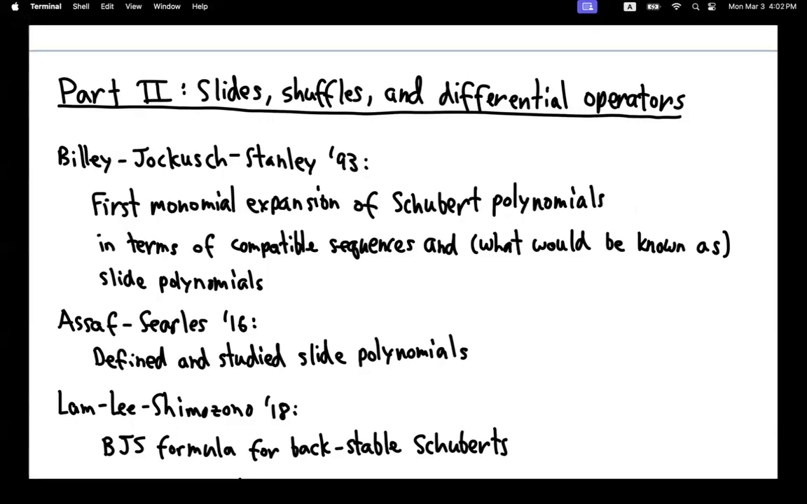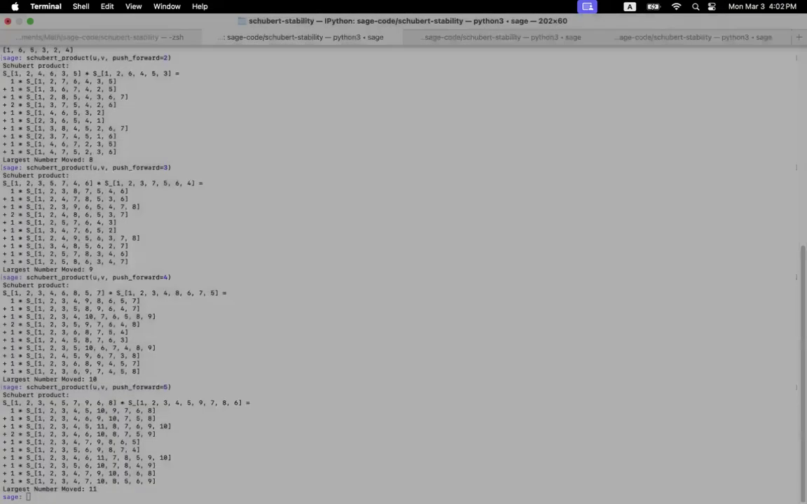Okay, so for part two, I'm going to delve a little bit more into the way to prove these things and related ideas. The main formula that we're looking at here is the famous Billey-Jockusch-Stanley formula, all the way back in '93. Their formula was the first monomial expansion of Schubert polynomials.